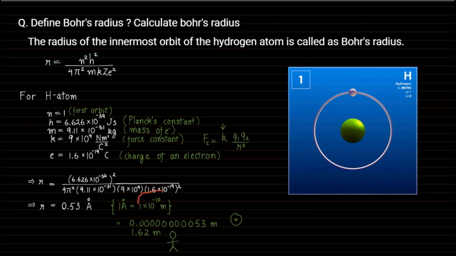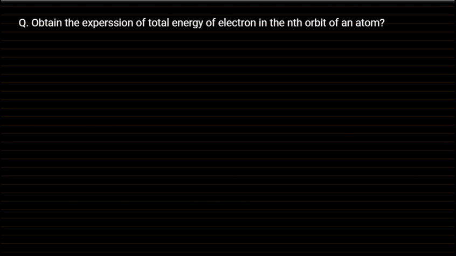Now next, let's derive the expression for the total energy of the electron in the nth orbit of an atom, whether it be the first orbit, second orbit, or so on.